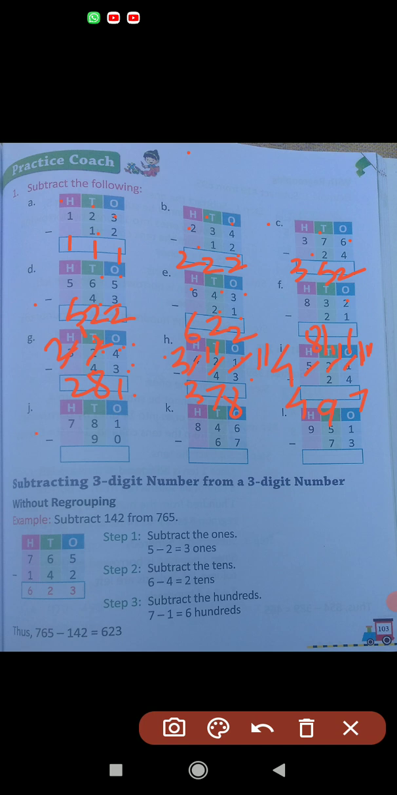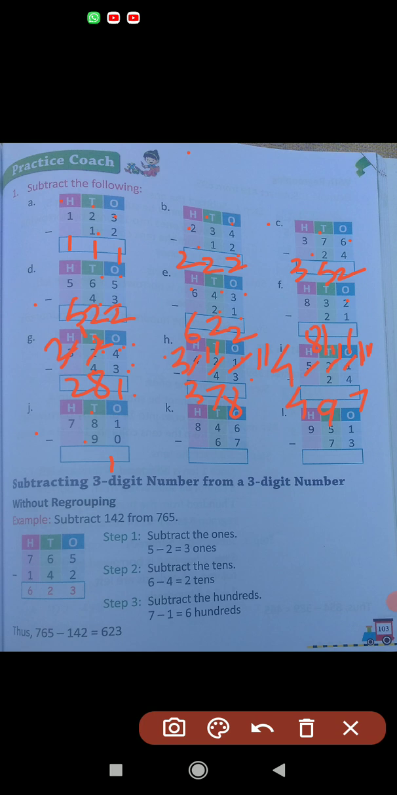Next question, J. 781 minus 90. Okay, 1 minus 0. When we subtract 0 from any number, the answer will be the same. So, 1 will be same in 1's place. 1 minus 0 is equal to 1. See, in 10th place, number 8 and 9. Can we subtract 9 from 8? No. We have to take 1 borrow from 7.